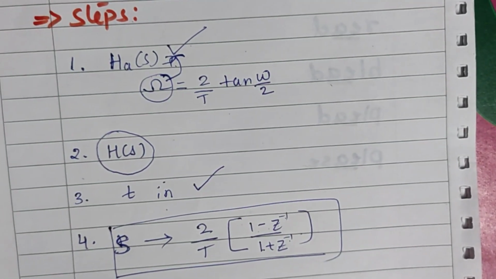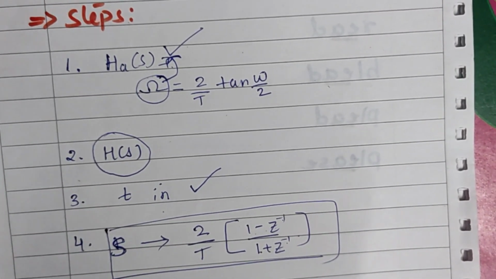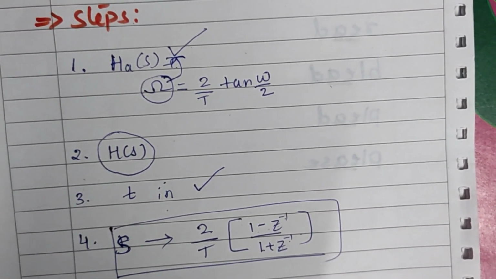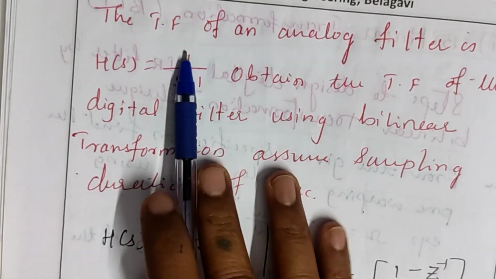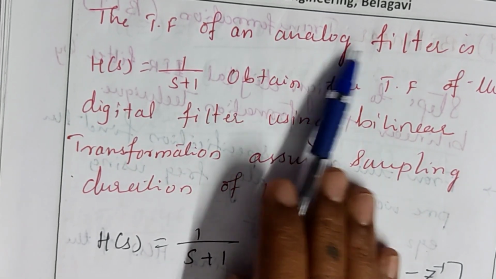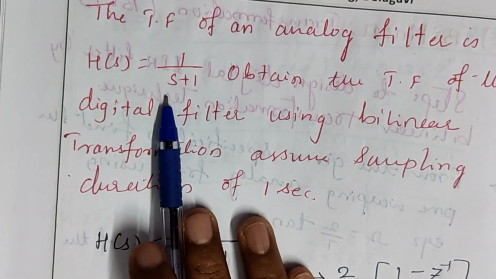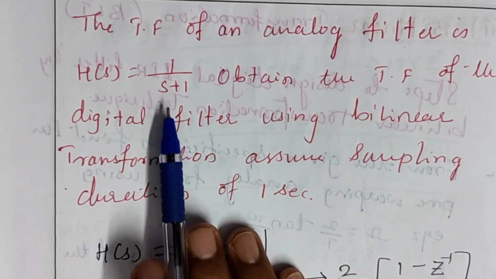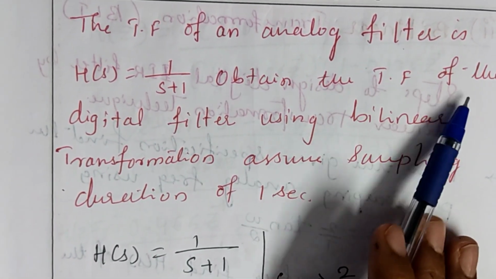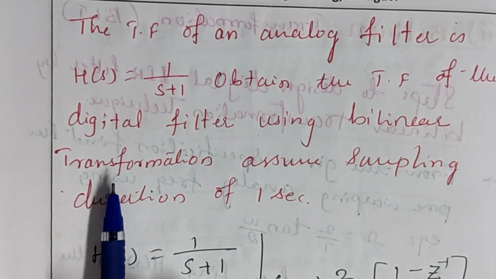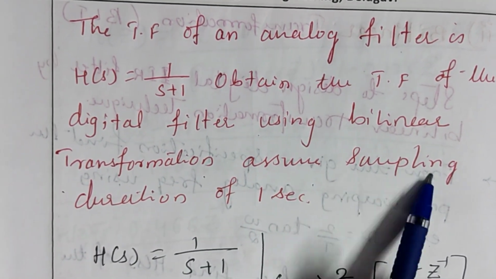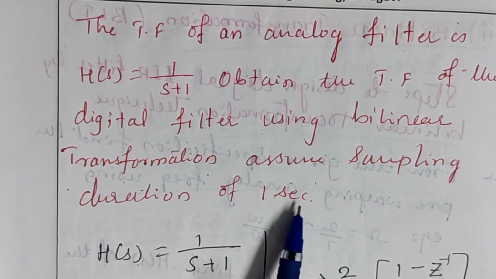Actually, compared to the IIT, it is easier. We will see an example. The transfer function of an analog filter is H of S is equal to 1 divided by S plus 1. Obtain the transfer function of the digital filter using bilinear transformation. Assume a sampling duration of 1 second.